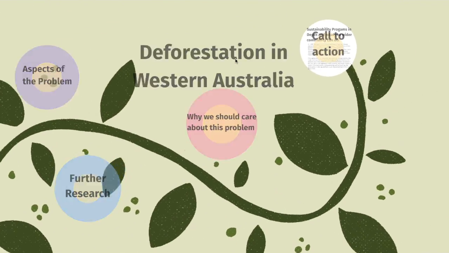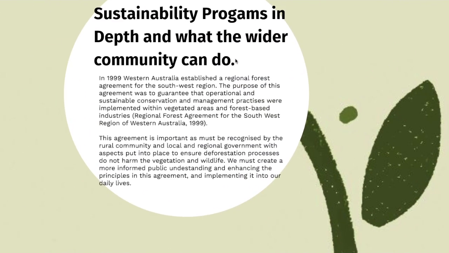As discussed earlier, in 1999, Western Australia established a regional forest agreement for the southwest region. This is ensured by providing ecologically sustainable management programs, carrying out environmental values by protecting endangered species, native vegetation and biodiversity, implementing Indigenous protected areas, and creating laws for forest-based industries.